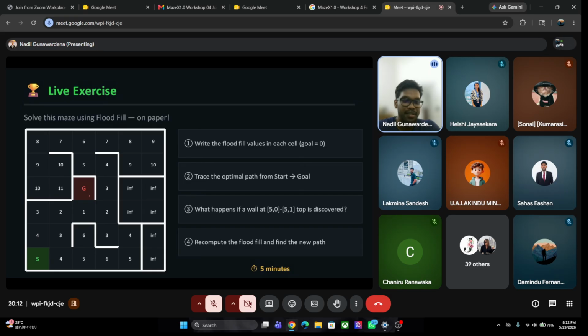And as you can see, the same theory applies here. This is the goal, it is 0. And this is the neighboring cell, it is 1. And what are the neighboring cells of this cell 1? These two are the neighboring cells, and you assign number 2 to those cells also. And yeah, the loop continues. That's it. And I'm just adding a scenario.